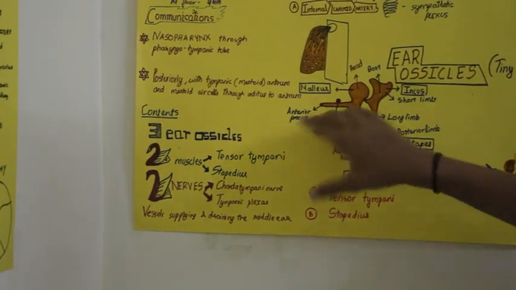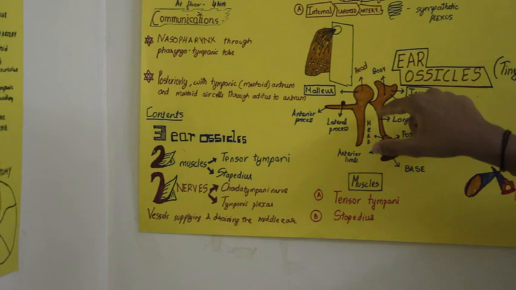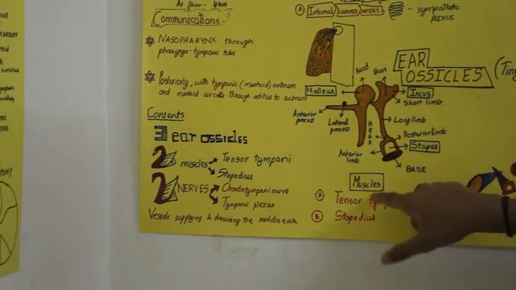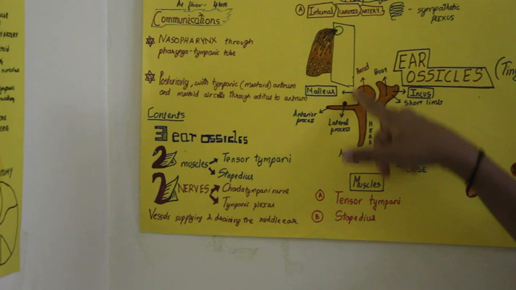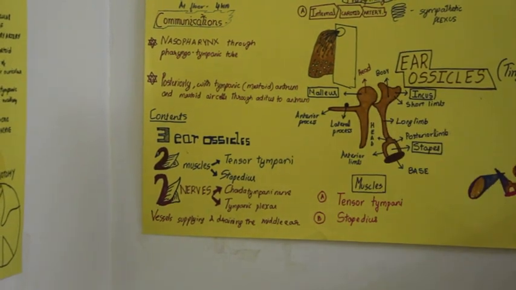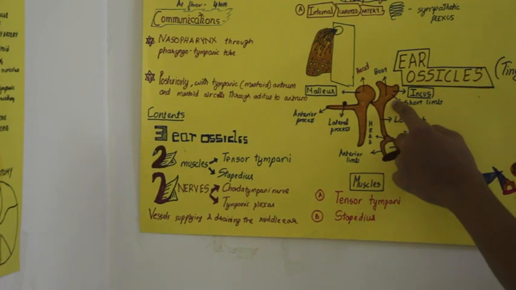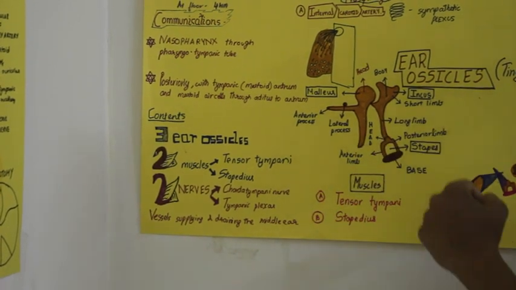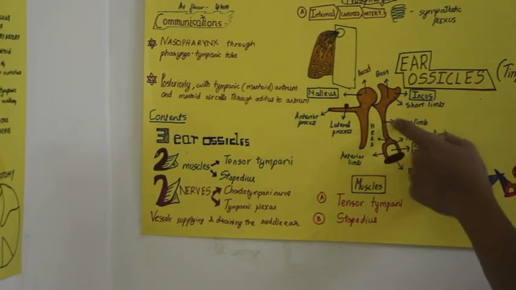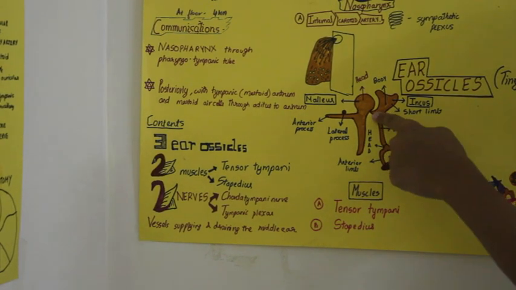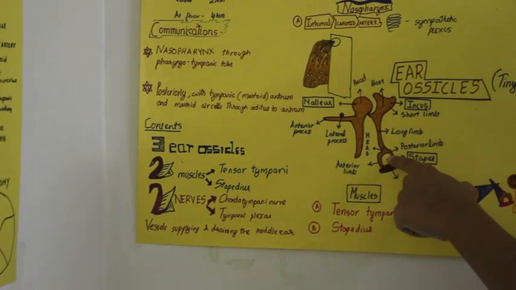So it has a lateral process, an anterior process, and the head and a handle, a small handle. It's a long handle compared to the other parts of this bone. And we have the incus, which has a body, a short limb and a long limb, and a portion that connects to the malleus. You can see this connection over here.